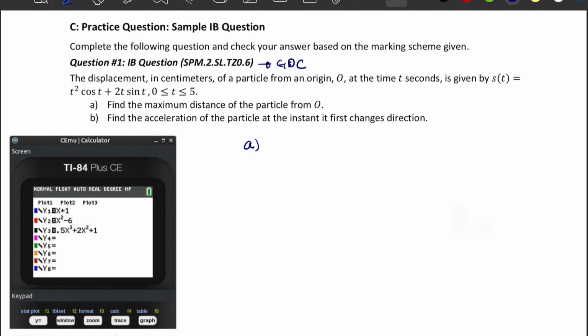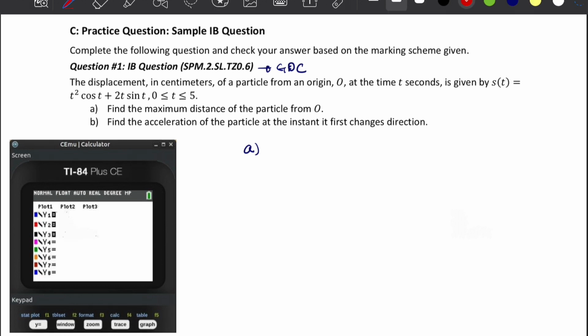We already know that displacement refers to a position in relation to the origin. So to find the maximum distance of the particle from the origin, we can simply substitute this function s of t into the GDC. Using the y equals tab on your GDC, you type the s of t into the first equation. Instead of t, you use the x value, so x squared times cosine x plus 2x sine x.